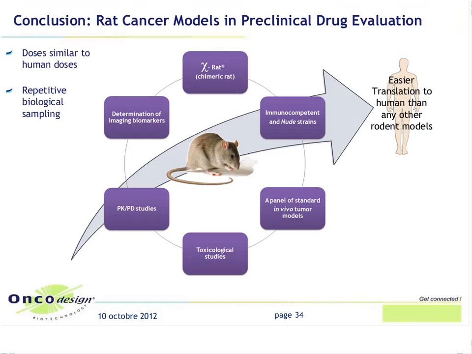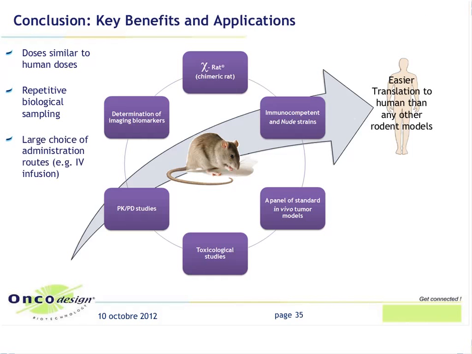The key benefit of using rats is that these models allow an easier translation to humans, compared to any other rodent models. First of all, there is a big similarity between the dose used in humans and rats. Using rats, repetitive biological sampling is allowed. There is a large choice of administration routes, particularly for IV infusion. At Oncodesign, we are able to perform continuous infusion for more than 3 weeks.